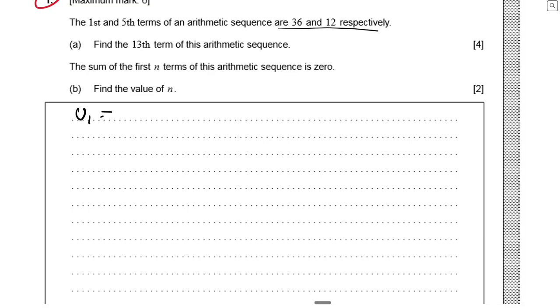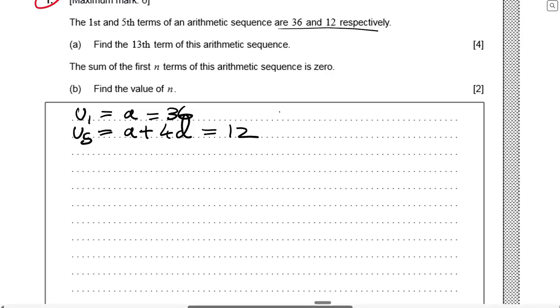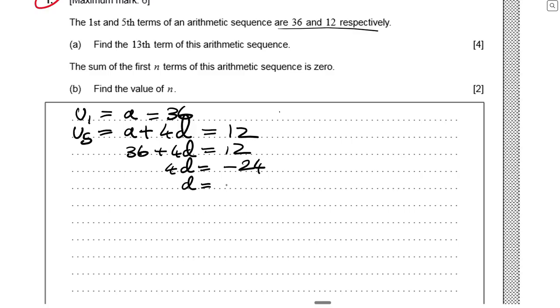Okay, so we have U1 equal to A plus (n minus 1)D, and we have U5 and our n. U1 is equal to A, U5 is equal to A plus 4D. So 36 plus 4D equals 12, 4D equals negative 24, and D is equal to negative 6.